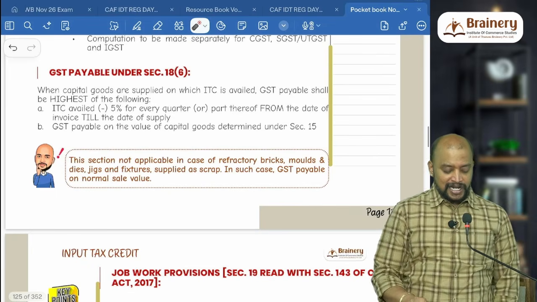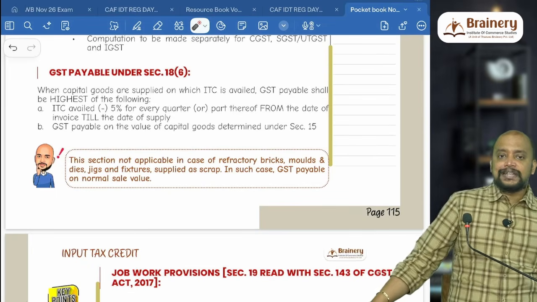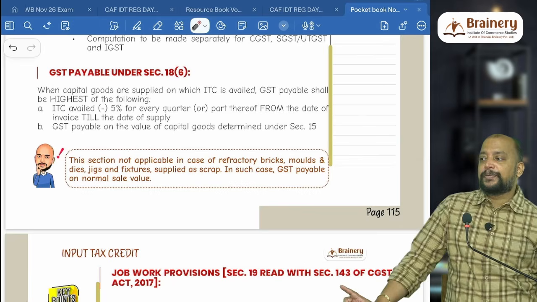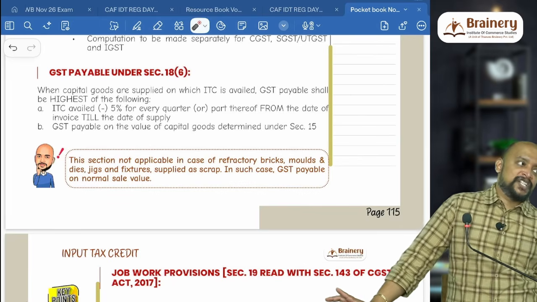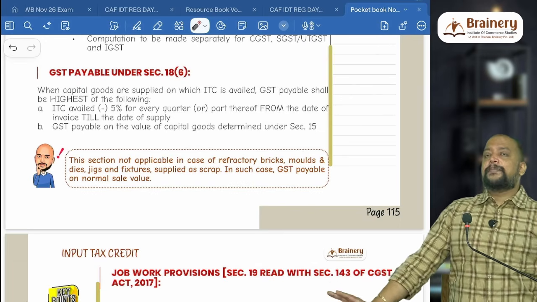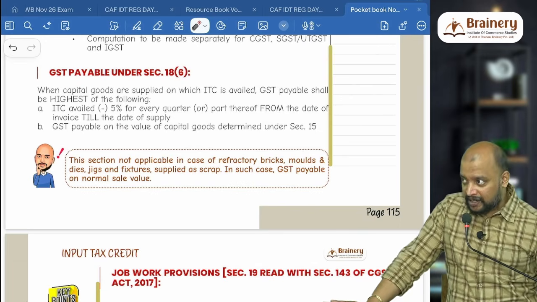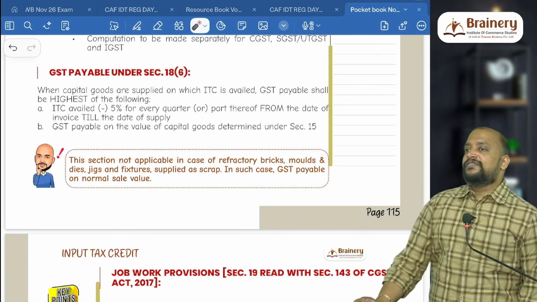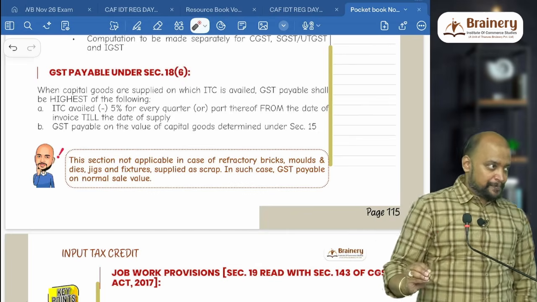Then we have section 18(6). 18(6) is applicable in case of capital goods. Two conditions should be satisfied. First, there should be supply of capital goods. Second, on that capital goods ITC should have been availed. Then the GST payable will be A or B, whichever is higher.